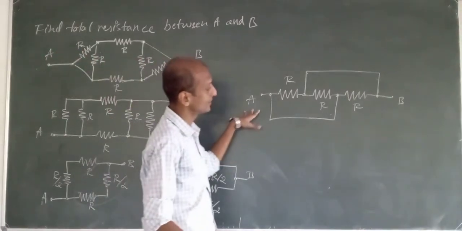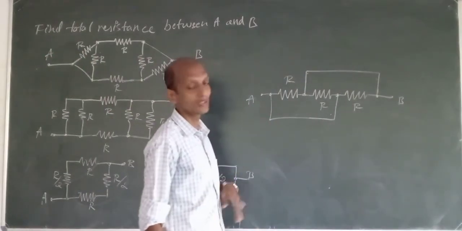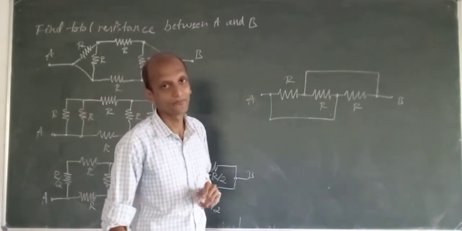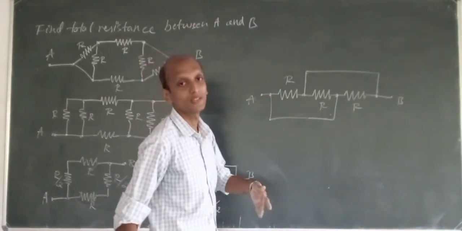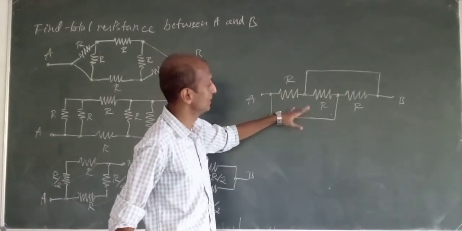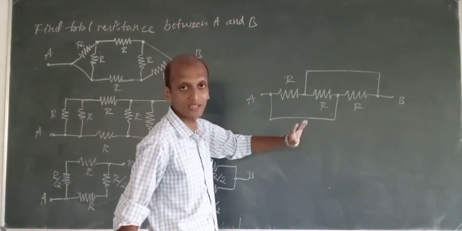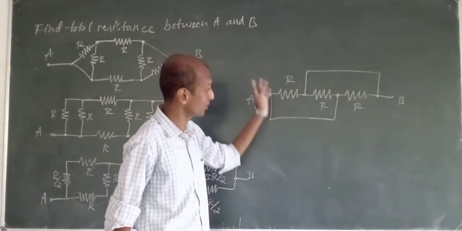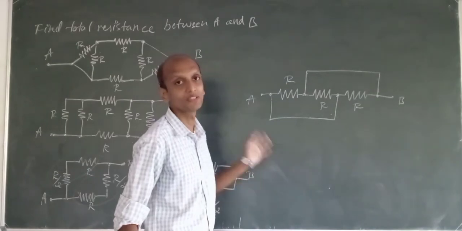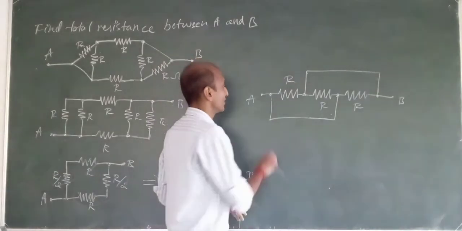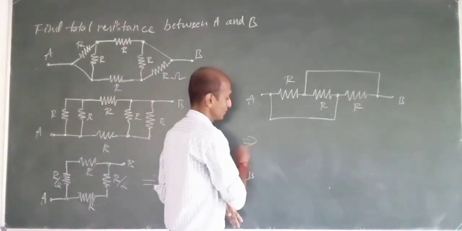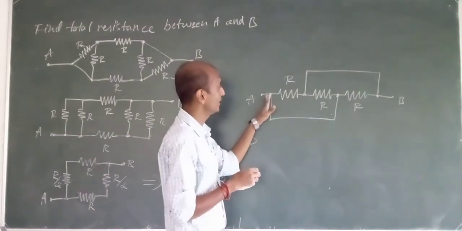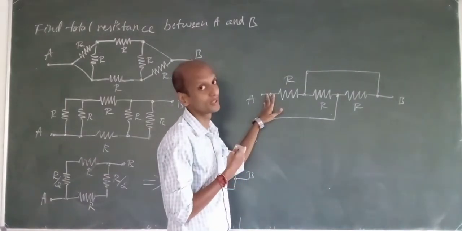So now this is another circuit. Now how to solve this circuit, and how to make out whether these resistances are in series or parallel, or how to simplify the circuit, is our question. So to solve this circuit, we can go for an idea where between A and B I have to find the total resistance.